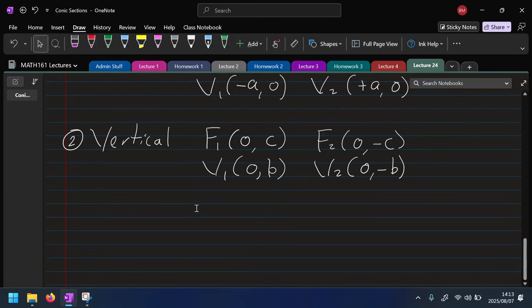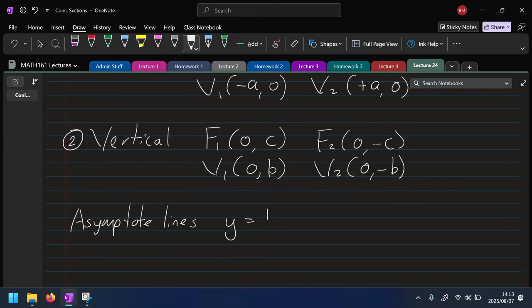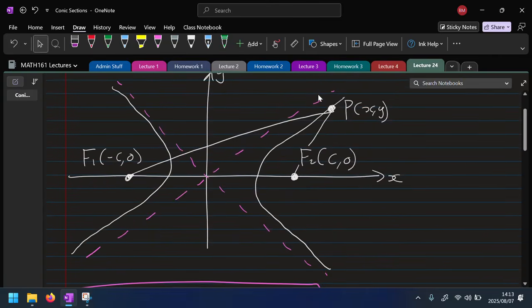Okay, and in either case, we have the same asymptotes. The asymptote lines are given by y equals plus or minus b over a x. That's the same in both cases. So b goes with the y, a goes with the x, and we have the plus and the minus for the two of them. The plus one goes from the third quadrant to the first quadrant, and the minus one is the other one.